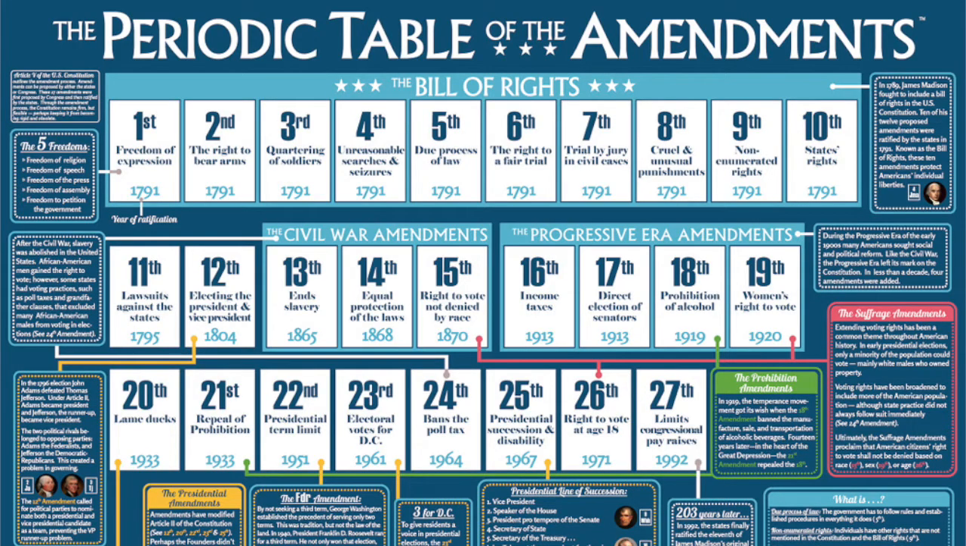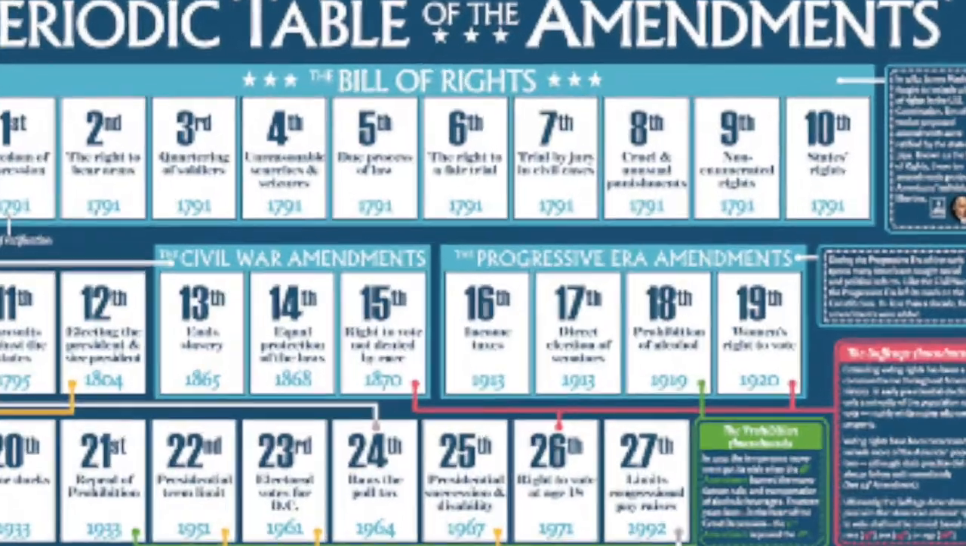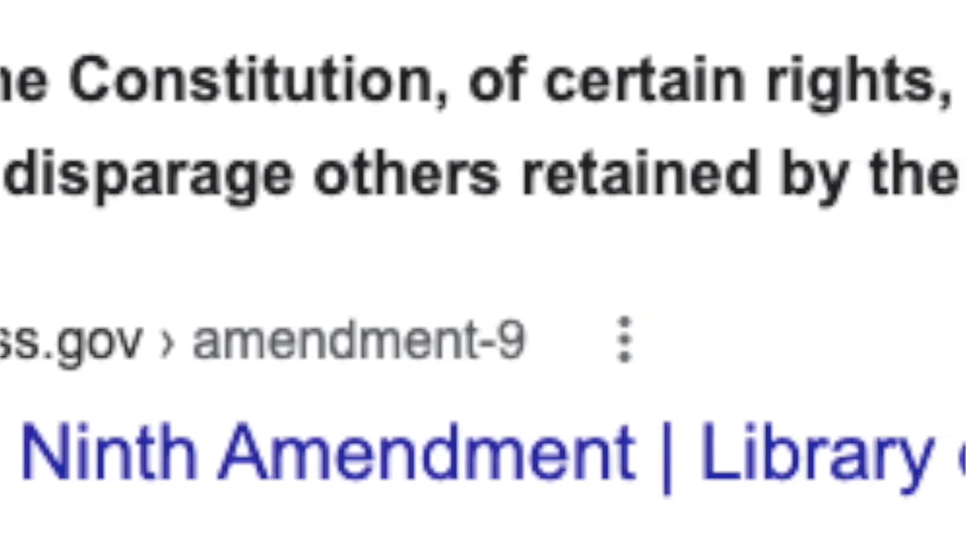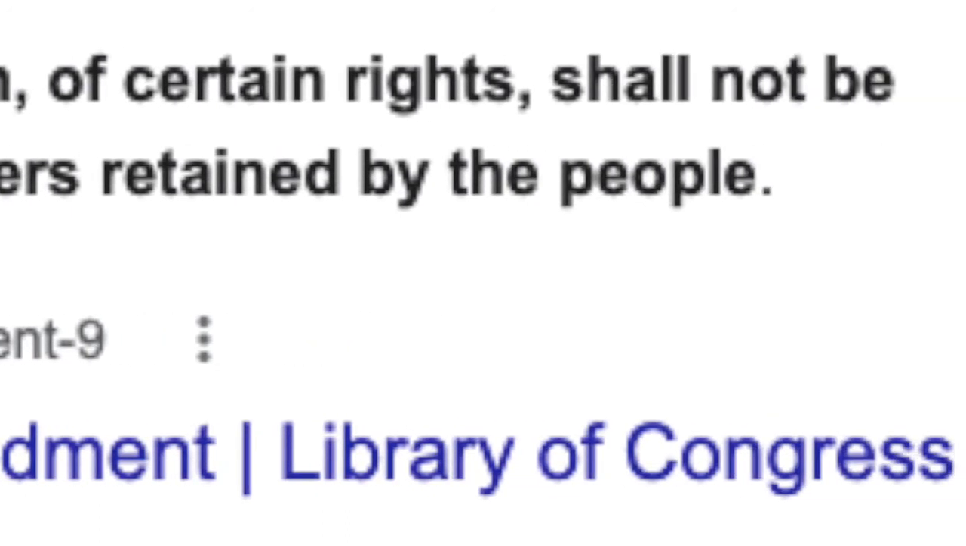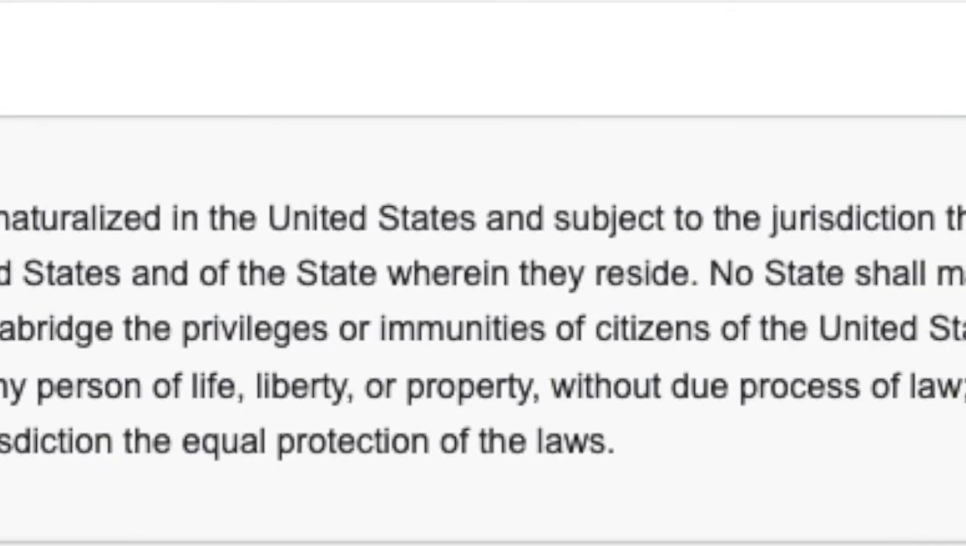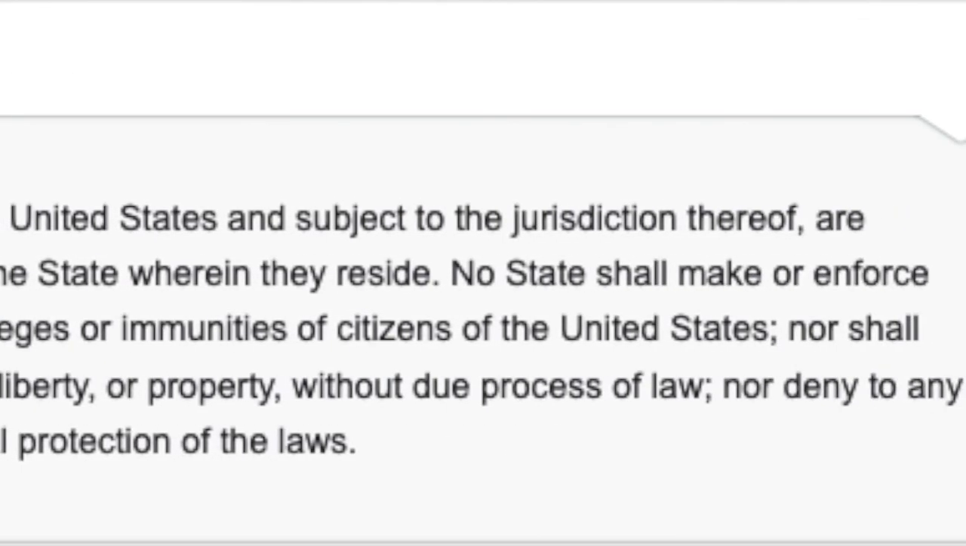Roe's argument was that a woman's right to privacy is implicitly guaranteed in the First, Fourth, Fifth, Ninth, and 14th Amendments. Since the Ninth Amendment states the enumeration in the Constitution of certain rights shall not be construed to deny or disparage others retained by the people, and the 14th Amendment states how no state shall make or enforce any laws which shall abridge the privileges or immunities of citizens of the United States.